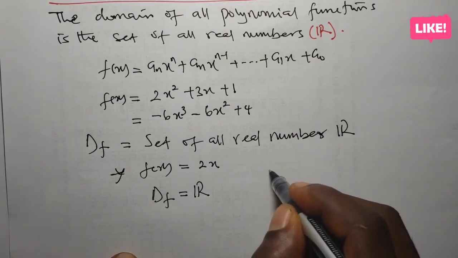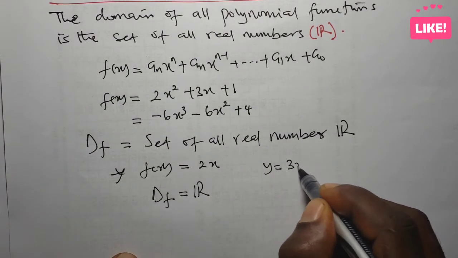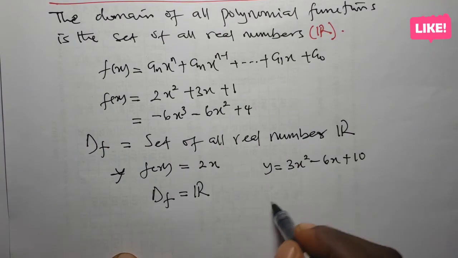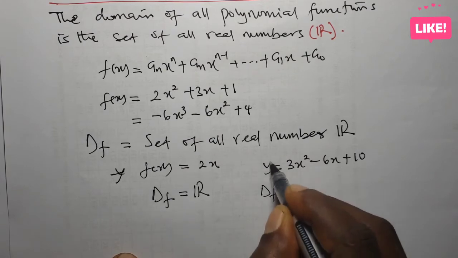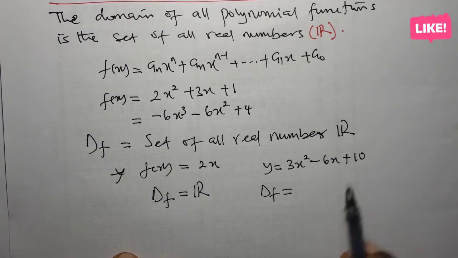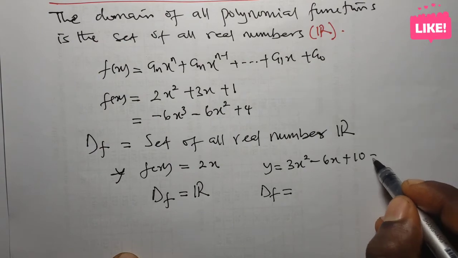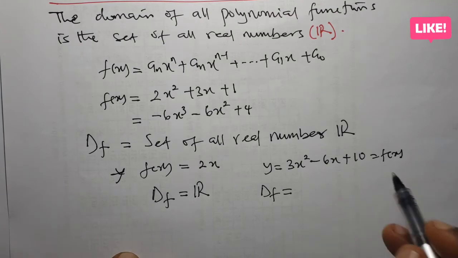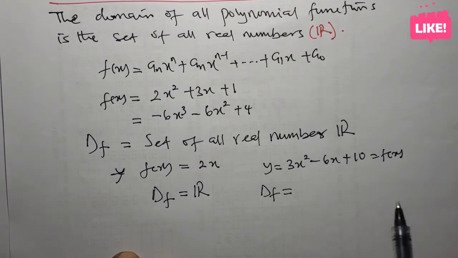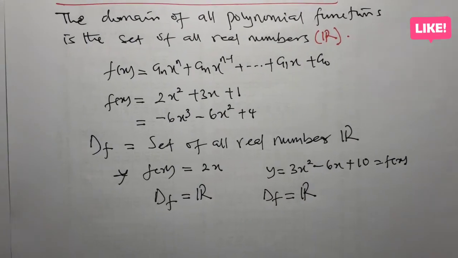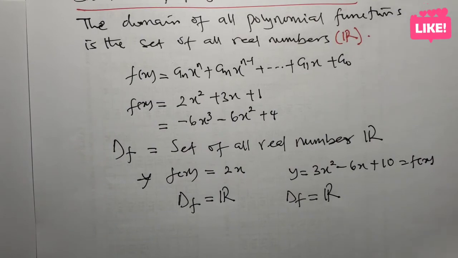So if you have another polynomial function, y equals, say, 3x squared minus 6x plus 10, and you're asked again to state what the domain of y is, or of f, because f of x is 3x squared minus 6x plus 10. What do you observe again? The function f of x given to us here is again a polynomial function. And since it is a polynomial function, the domain of the function is the set R, which is the set of all real numbers.